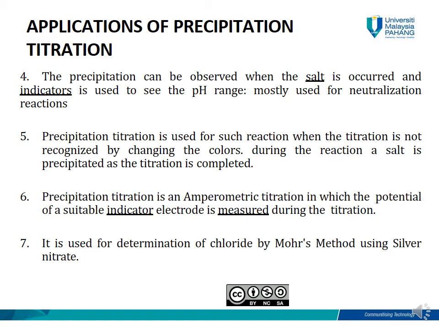And the last one is the determination of chloride by the Mohr method using silver nitrate. In this topic, we use a lot of examples of application, like these seven examples.